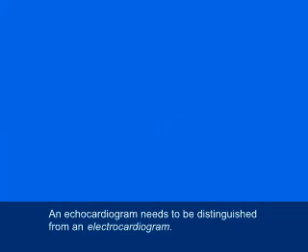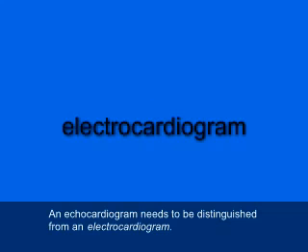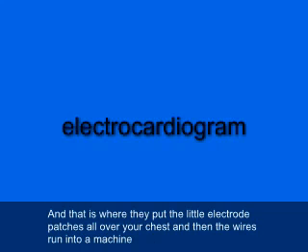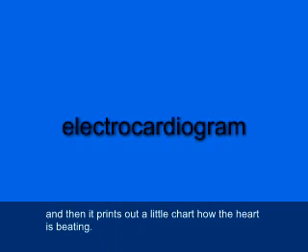And an echocardiogram needs to be distinguished from an electrocardiogram. ELECTROCARDIOGRAM. An electrocardiogram is measuring the electrical activity of the heart. It's used to check heart rhythms. And that's where they put the little electrode patches all over your chest, and then the wires run to a machine, and then it prints out a little chart of how the heart is beating.